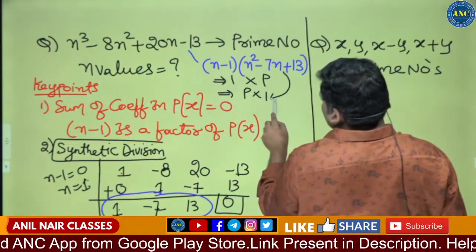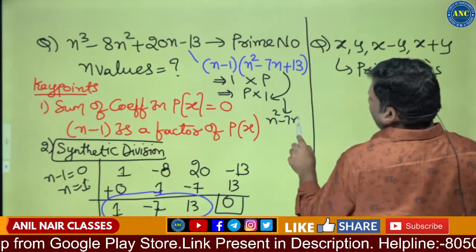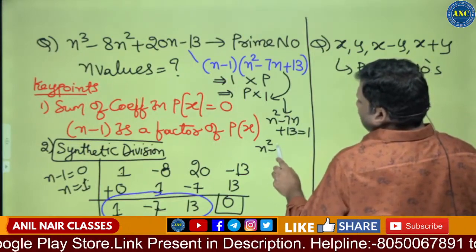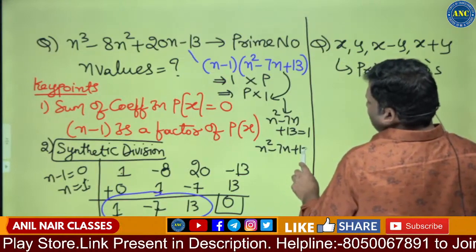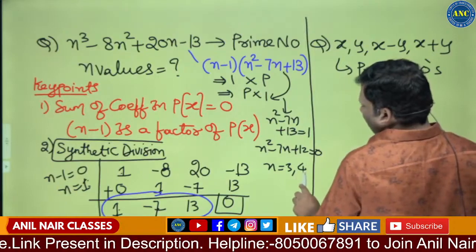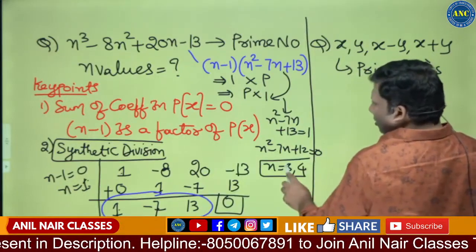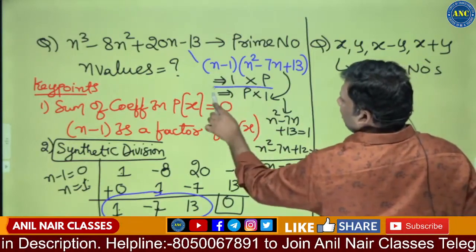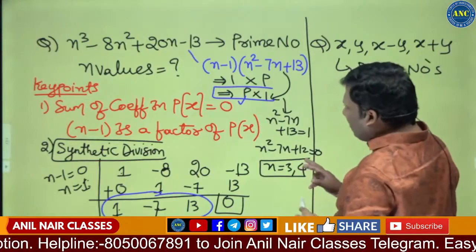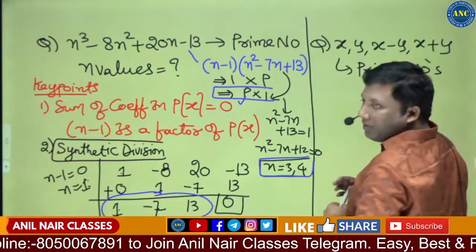Suppose if I take p into 1, n square minus 7n plus 13 equivalent to 1. n square minus 7n plus 12 is equivalent to 0. n equivalent to 3 comma 4. If I substitute 3, 3 minus 1, 2. Yes, 2 is a prime number. 4 minus 1, 3. So n equivalent to 3 comma 4.